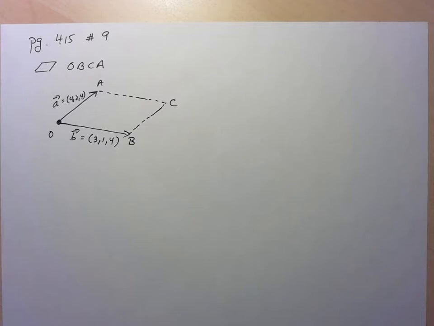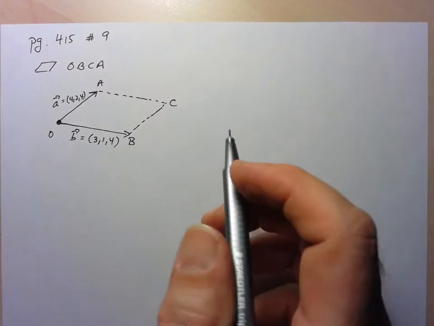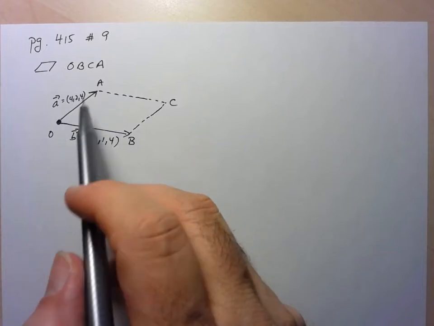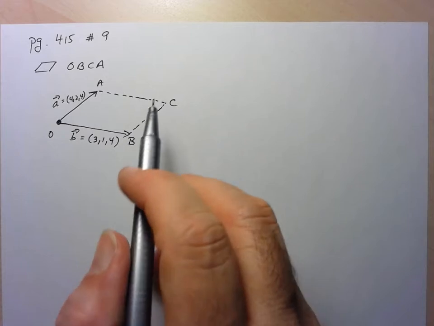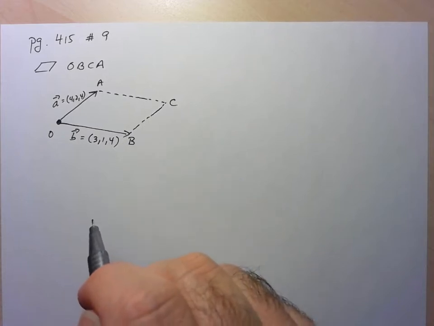Hi folks, we're going to take a look at the solution to page 415, number 9. They give us this parallelogram OBCA with these vectors going from O to A and O to B that define the parallelogram, and the fourth vertex is called C. So this is what they're asking.